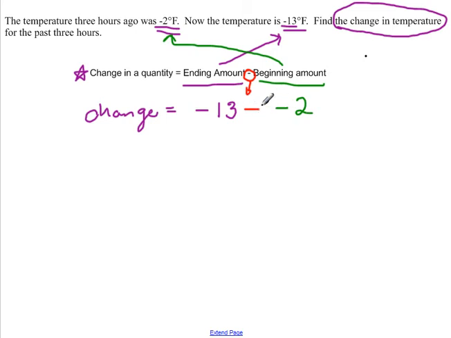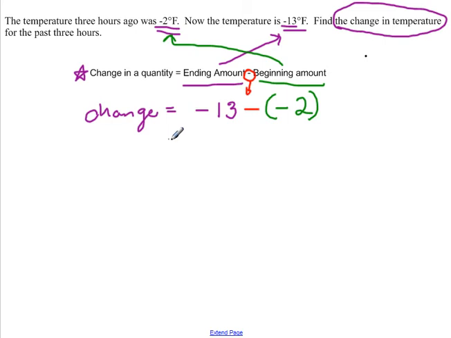Now we want to be careful here. Anytime we have two operation signs right next to each other just like this, we want to be sure that we use our parentheses so we don't get tangled up with what's going on. This tells us we're going to be doing negative 13 minus negative 2. So that's the way we're going to be working here.